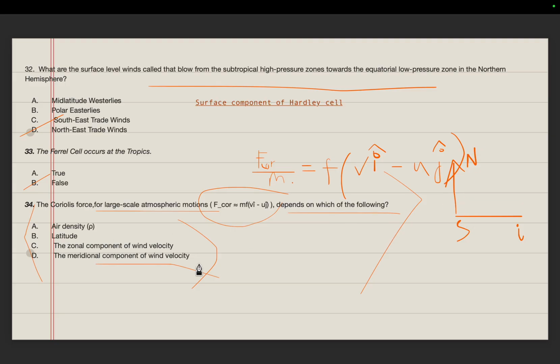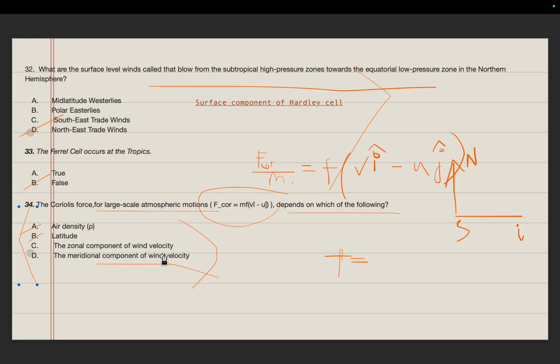Now, does this F Coriolis depend on which of the following parameters? F is 2 omega sine phi per unit mass, but air density does not depend. However, they are asking for Coriolis force, not Coriolis force per unit mass. Yes, Coriolis force depends on density, so all of these have dependence. So options A, B, C, D are correct.